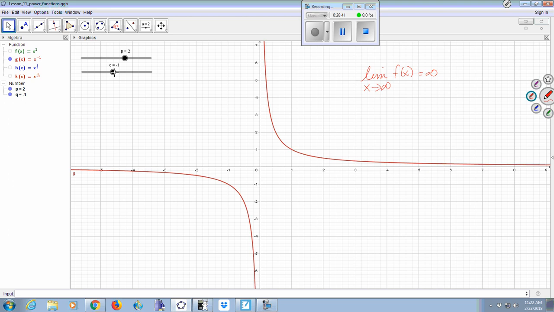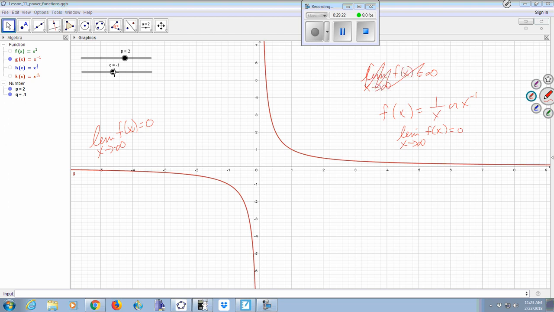Your reciprocal function, right? This is f of x equals 1 over x, or x to the negative 1. As x goes to positive infinity, what's happening to your values? What are they approaching? 0, right? So if we were writing this in limit notation, we would say the limit as x goes to infinity of f of x equals 0. And what about over here? The limit as x goes to negative infinity of f of x is also 0. Which are horizontal asymptotes.